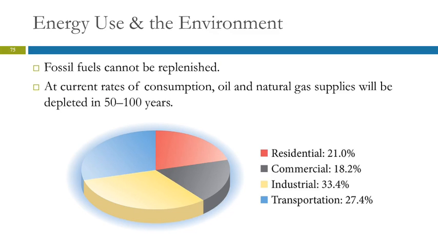Fossil fuels, of course, are not renewable. Eventually we're going to use them up. It's estimated that we could deplete those in 50 to 100 years. It's kind of scary. This pie graph gives us an idea of where the fossil fuels are being consumed. So it's split relatively equally among residential, commercial, industrial, and transportation.